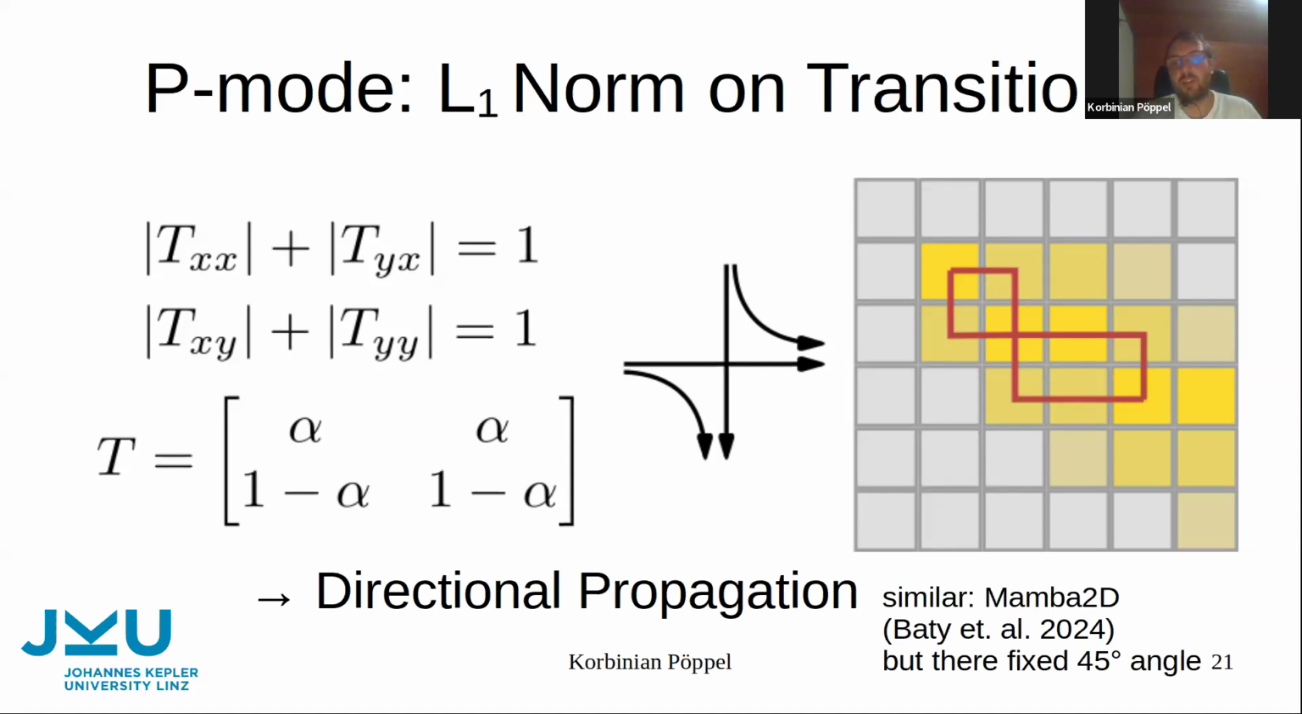But there's this caveat that for the D mode, you have no direction, but a full receptive field, whereas for the P mode, you have this direction, but the receptive field just moves along a line.